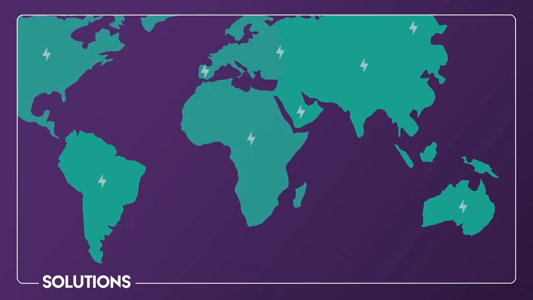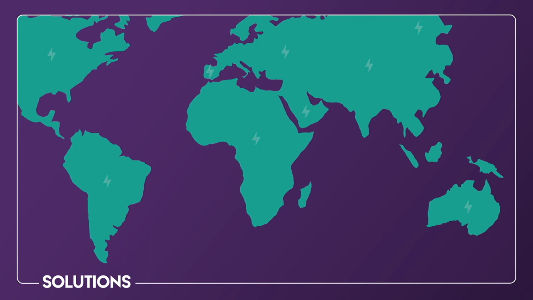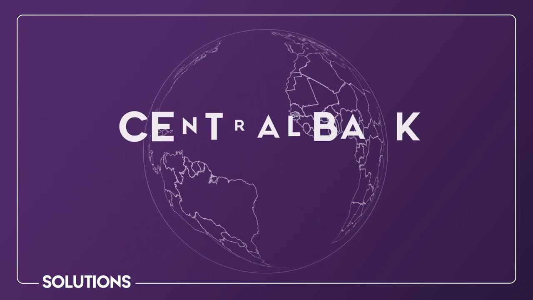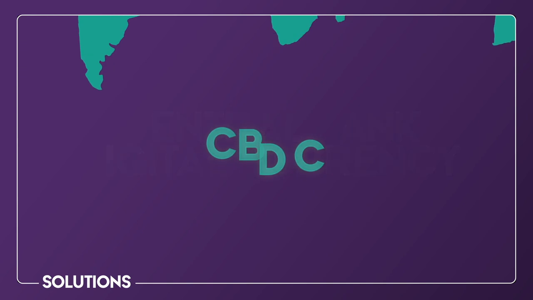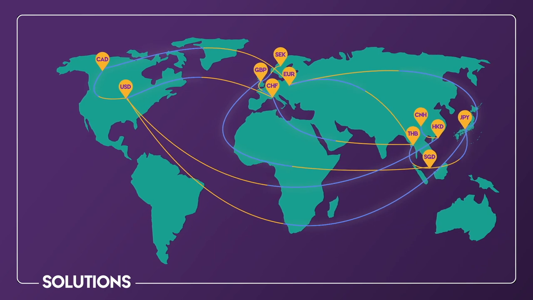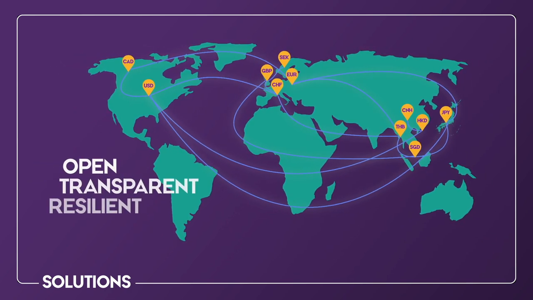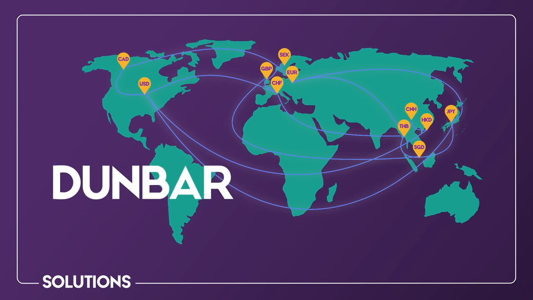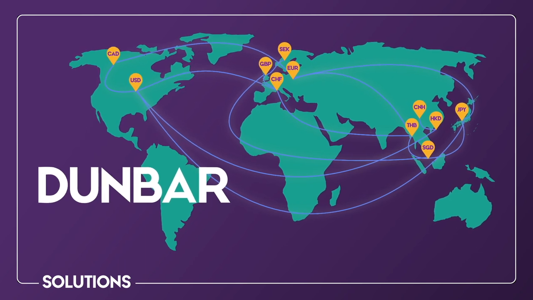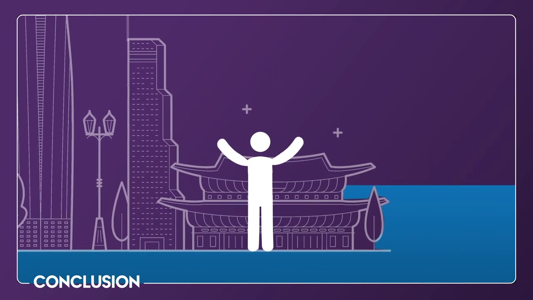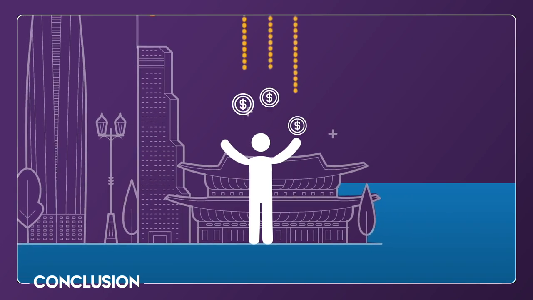Nexus is a blueprint to connect the multiple fast payment systems that exist today. But looking to the future, we're imagining a world where multiple central banks issue digital currencies. How would these diverse CBDCs speak to each other? And how can we redesign these networks to be open, transparent, and resilient? This is something we'll explore in our next project, Dunbar. We're working with the Monetary Authority of Singapore and other central banks to ensure that technology on the horizon will make it easier than ever for both businesses and individuals to send money across borders. Stay tuned.